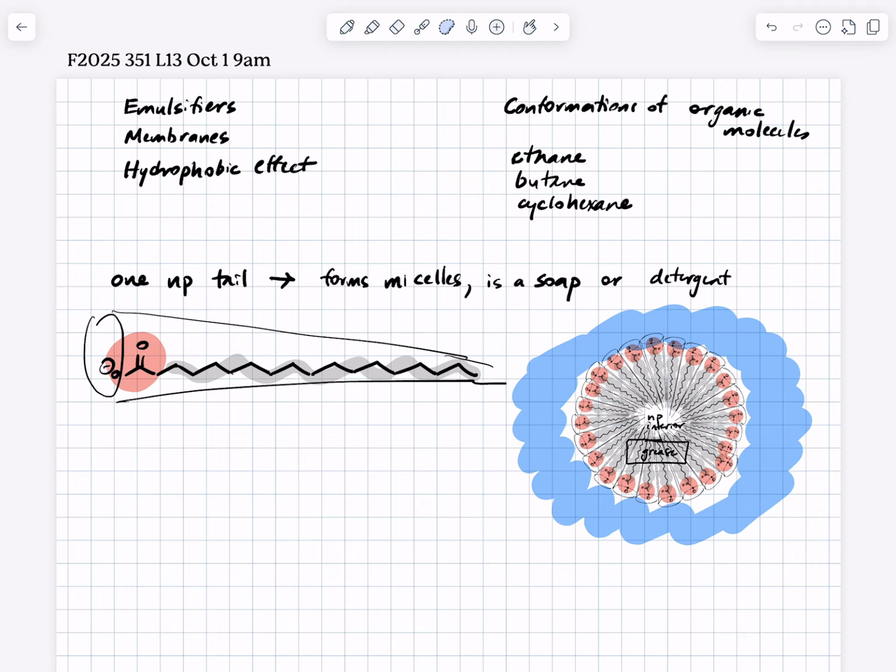So you already know about one emulsifier, and that is detergents or soaps, which we talked about last time. A molecule with one nonpolar tail and one polar head group can form micelles, in which nonpolar groups are packed inside in the nonpolar interior, and then the polar exterior interacts with water.